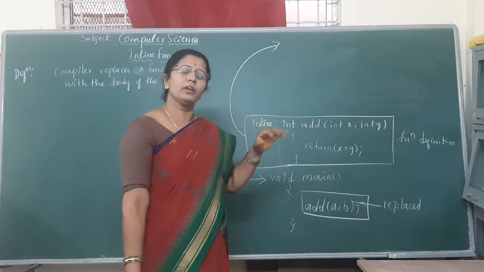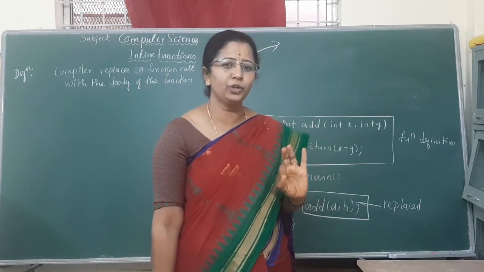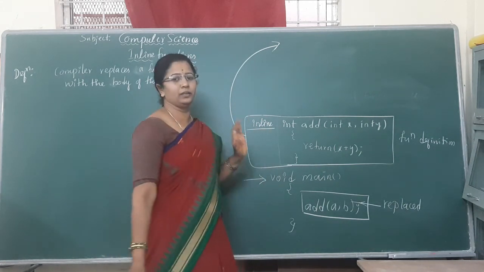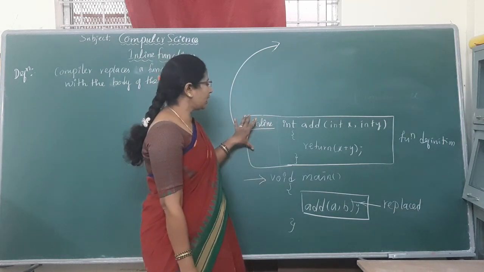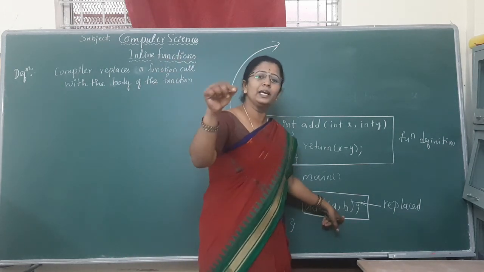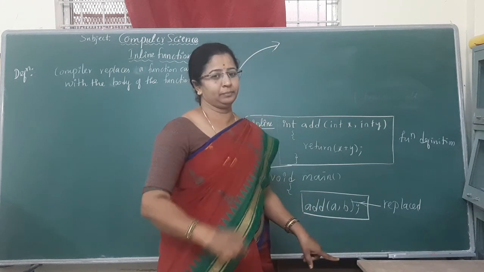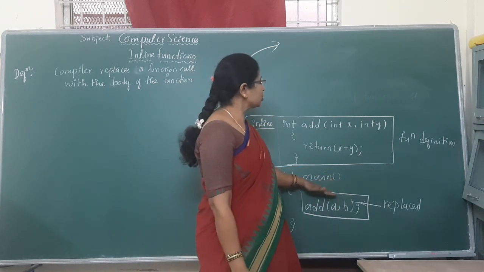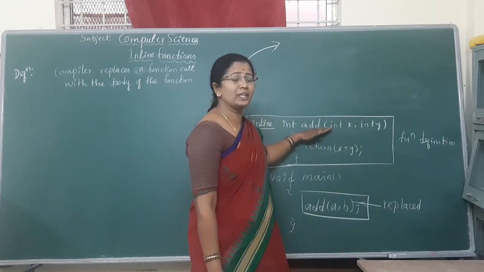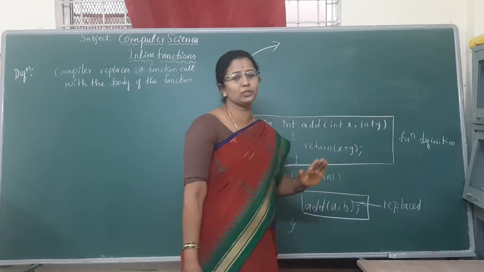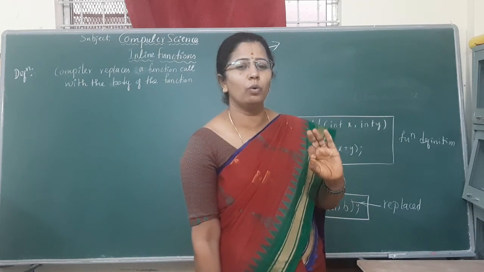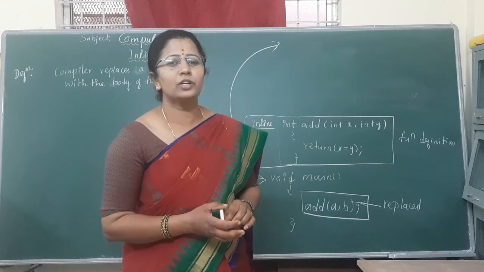Who will do this job? Your compiler will do the job, not you. You just mention the definition of the function with the inline keyword, such that the inline function code will be replaced in the function call itself by the compiler. That means the function call will not be there, there is no control transfer, and once the task is completed, control going back to the calling function will not be there. That means it avoids function call overheads.